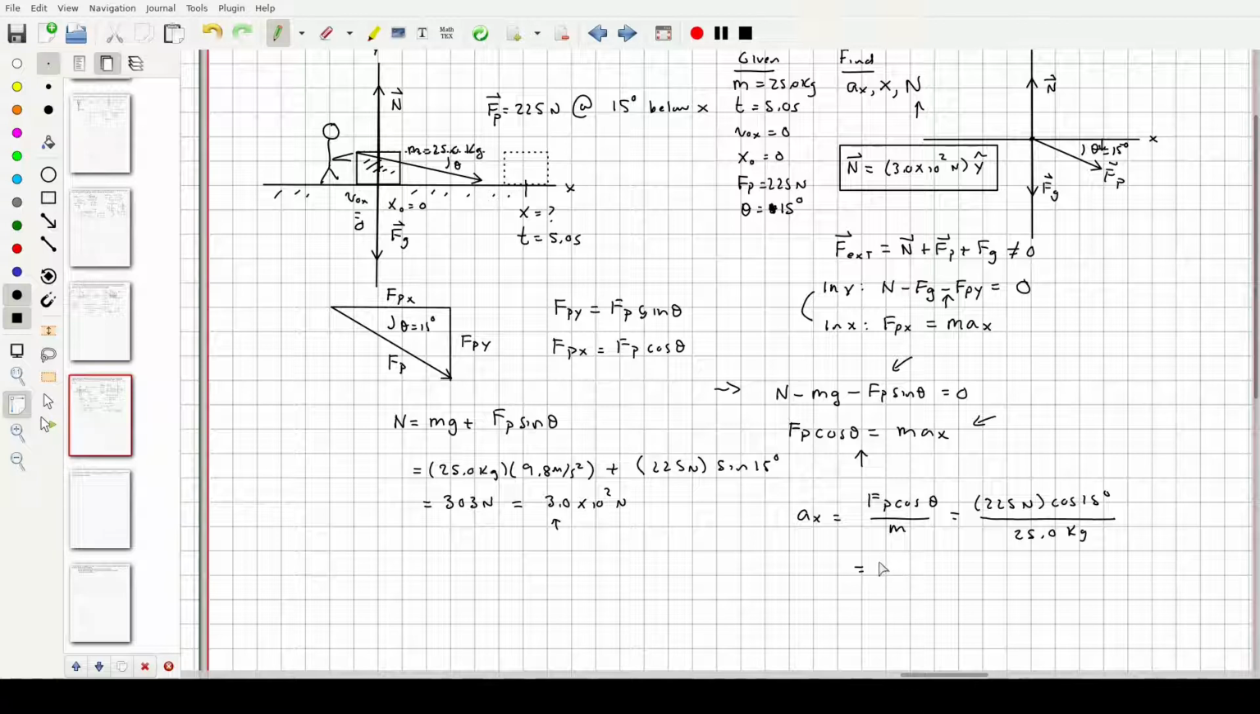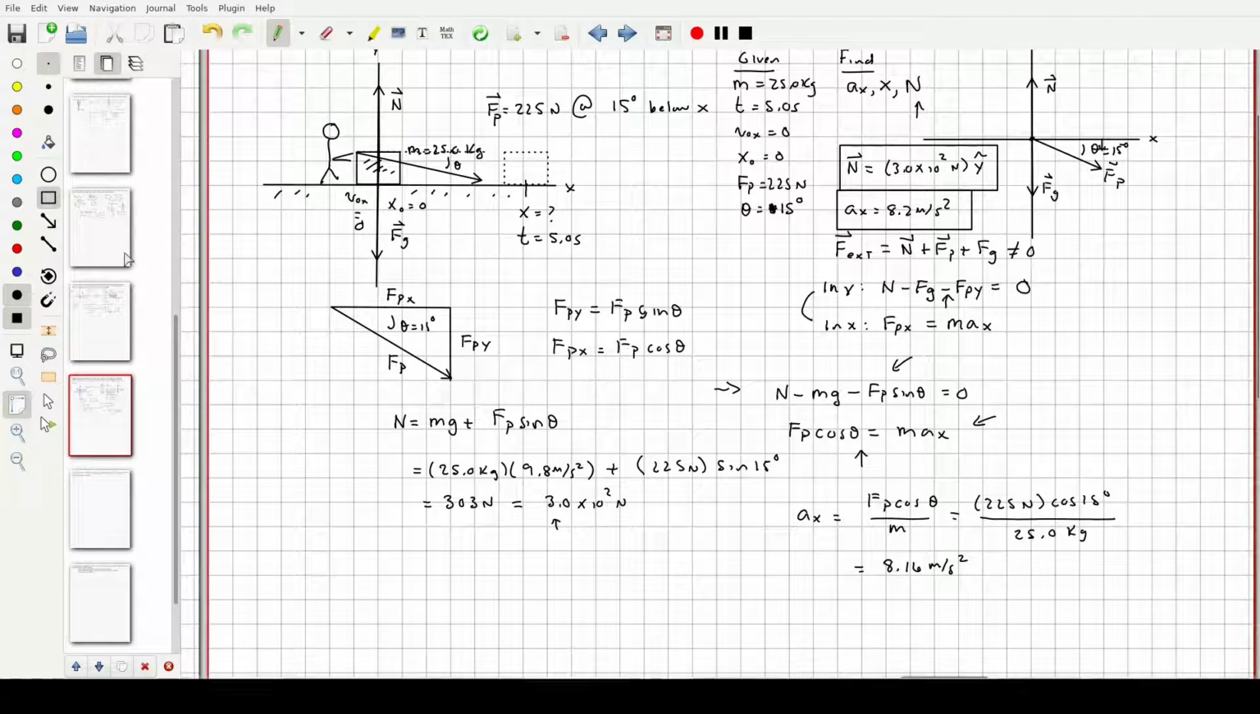So the acceleration itself ends up being about 8.16 meters per second squared. Okay. Obviously, to sig figs, it's 2, so that would be 8.2 meters per second squared. There you go. Now, the last thing we wanted to find out was the displacement.